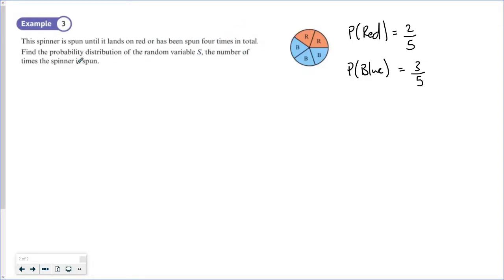So the spinner is spun until it lands on red or has been spun 4 times in total. So we're not going to spin it more than 4 times. Find the probability distribution of the random variable S, the number of times the spinner is spun.